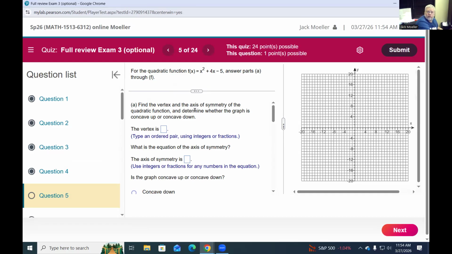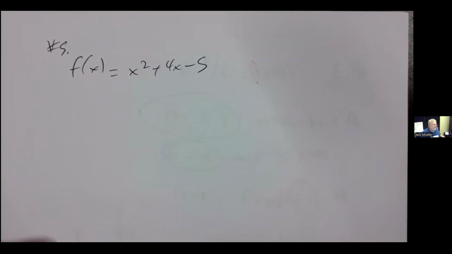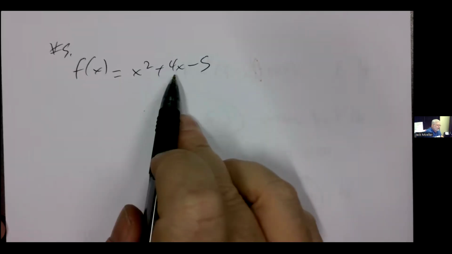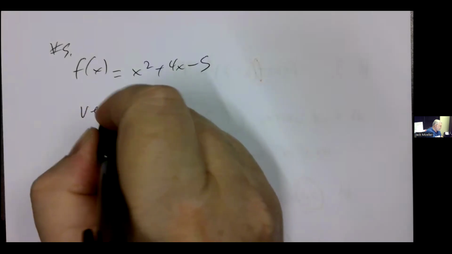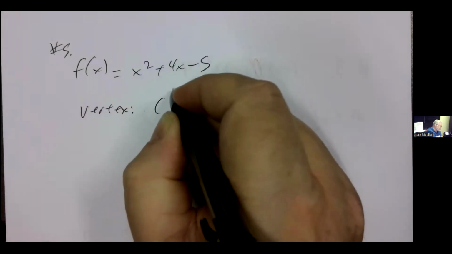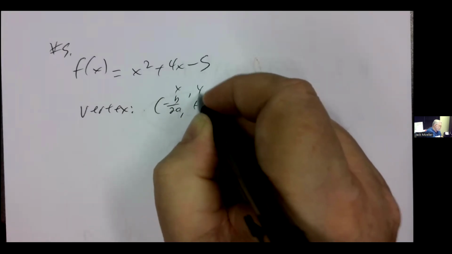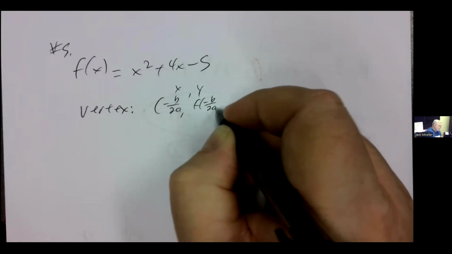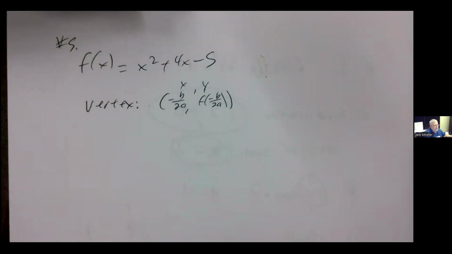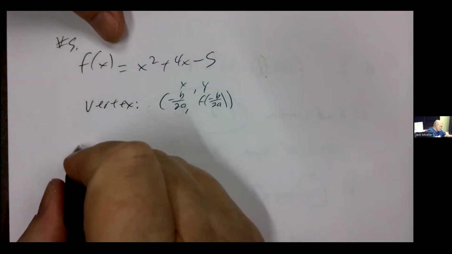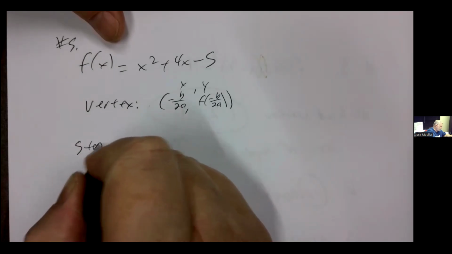So f of x is x squared plus 4x minus 5. All right, so since we have both x squared and an x, to find the vertex, to get the x of the vertex, we have to do negative b over 2a. To get the y of the vertex, we have to take that and plug it back in. And in our function notation, that's f of negative b over 2a. Okay, so step 1, what is the x of the vertex?